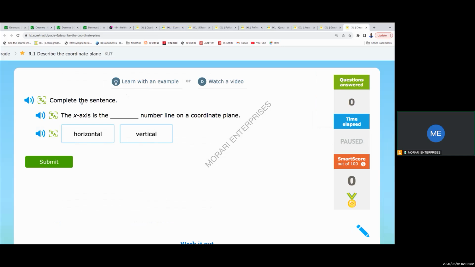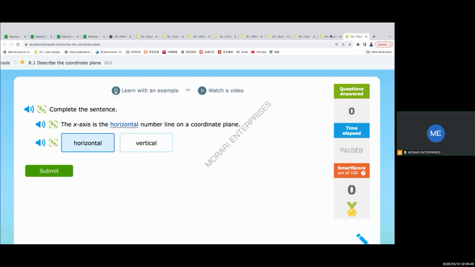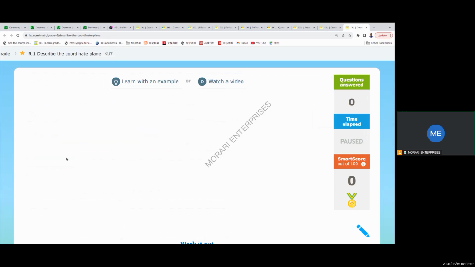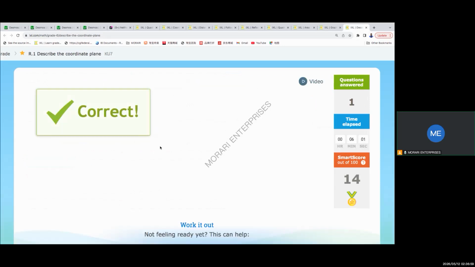The question says, complete the sentence. The x-axis is the what? Horizontal or vertical? Horizontal number line on a coordinate plane. The whole of this flat space is called the coordinate plane. A plane because it is flat, coordinate plane, okay? Now, submit. Get to the next question.